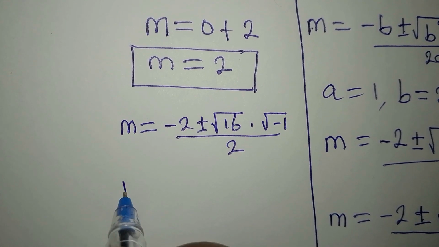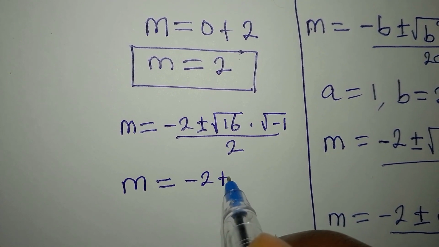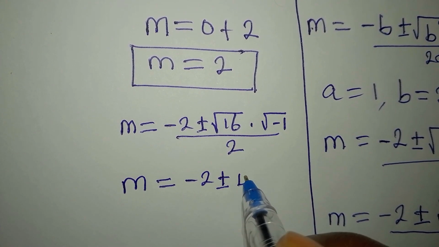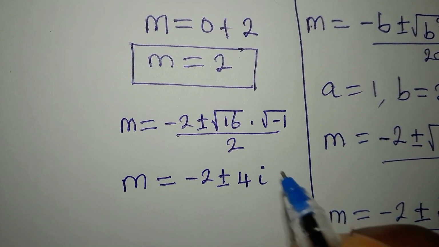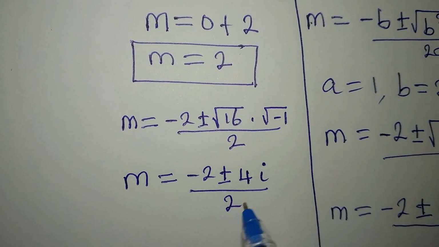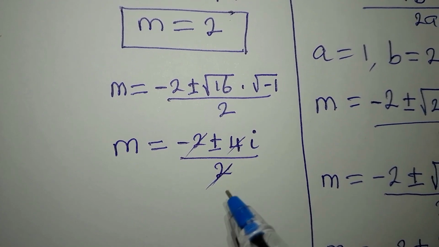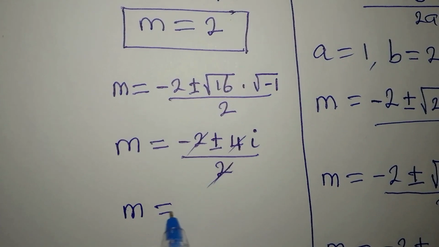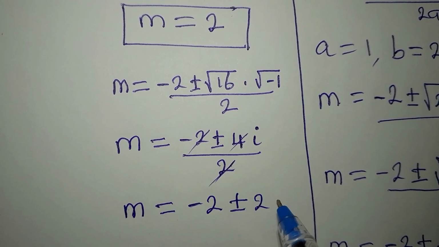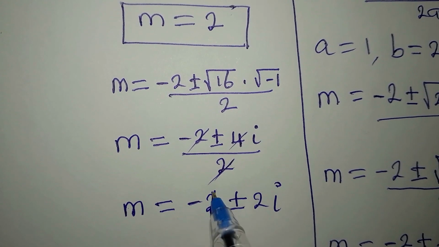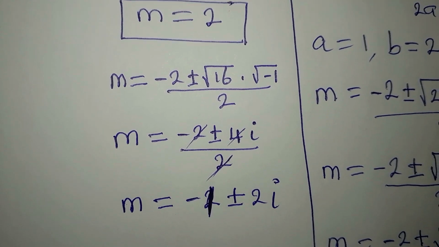Okay, so we continue from here so that m will now be minus 2 plus or minus square root of 16, which is 4. Then square root of negative 1 is i, so we multiply that by i. Then we divide this by 2. Mind you, 2 can go there and the same 2 will go into 4. So m will now be minus 2 plus or minus 2i. By the way, this is minus 1 because 2 into 2 is 1. So we have minus 1.